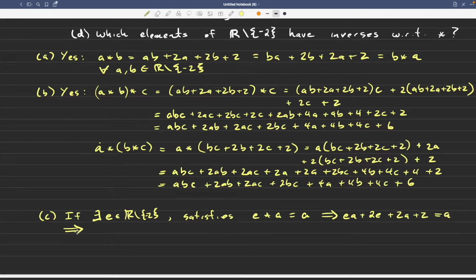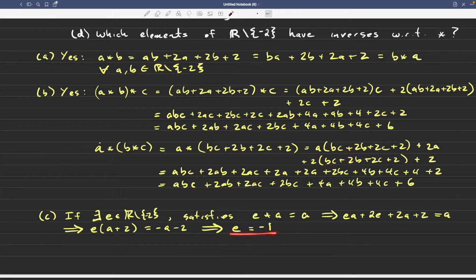And so if I gather the terms that have an E on them, this will turn into E times A plus 2. Then I move the other stuff over to the other side of the equation and combine any like terms, and I end up with negative A minus 2. And so I see that if I divide both sides by A plus 2, which I can do because A does not equal negative 2, because we're in the set where we've taken out negative 2, I can divide both sides by A plus 2 and not worry about dividing by 0, and I get E would have to be actually negative 1 here. So if there is an identity, it must be negative 1.